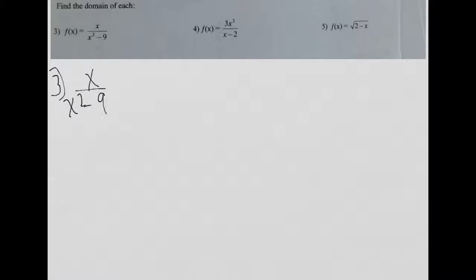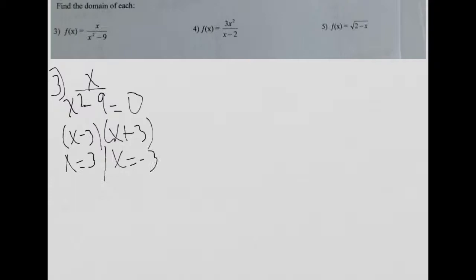because we're not allowed to have 0 in the denominator. So if I make the bottom equal to 0 and solve this, my x is going to be 3 and negative 3 as my restrictions for my domain. So how do I write that answer? I write all real numbers except 3, negative 3.